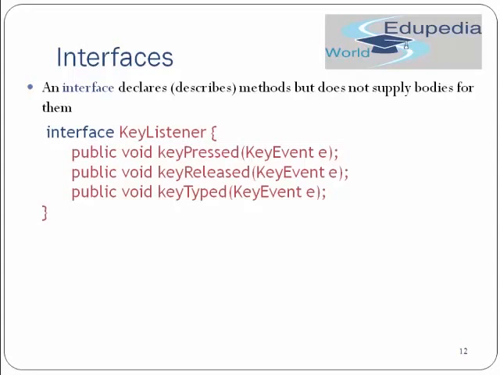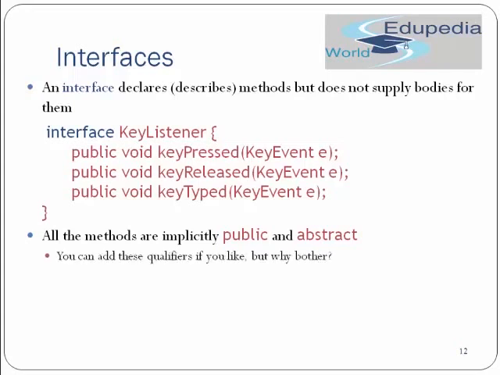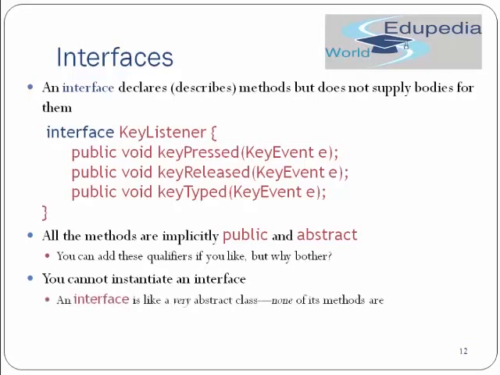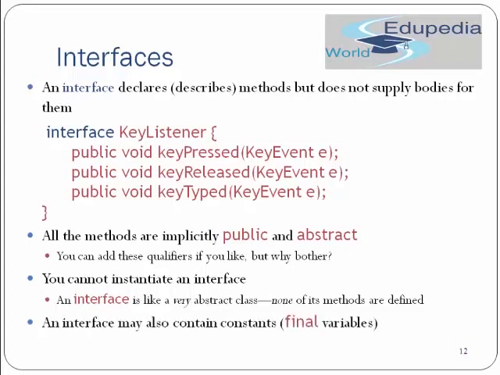Again, all the methods are implicitly public and abstract. Even if you are not mentioning the public or abstract keyword, it will be implicitly public and abstract. You can add these qualifiers if you like, but why bother? You can even leave it like that. Also, you cannot instantiate an interface. Like an abstract class, you cannot instantiate an interface. An interface is like a very abstract class, but none of its methods are defined. You can see that in an abstract class we can have abstract methods, but we can also have normal methods which are not abstract. But in an interface we must have all abstract methods.